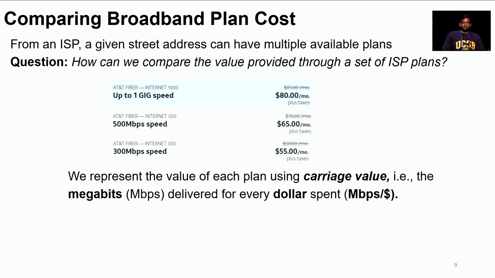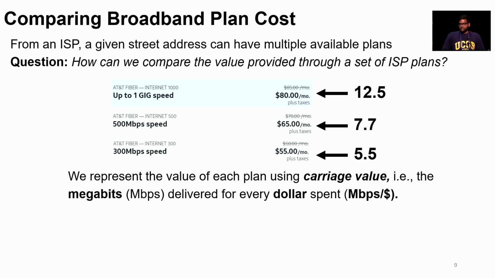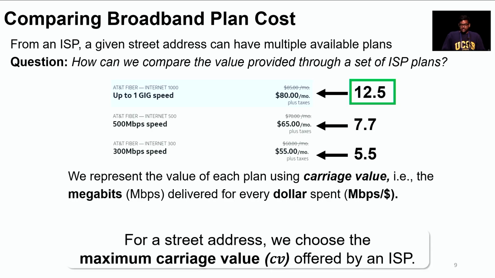So we adopt a metric from the literature called the carriage value, which essentially translates to the amount of megabits per second you end up getting for every dollar you spend at that address. So in this case, this would be the individual carriage values for each of these plans. So essentially what we ended up choosing was the maximum carriage value across all the carriage values that you end up getting from different plans to denote the street address level carriage value, or CV as we are calling it, for that particular street address.